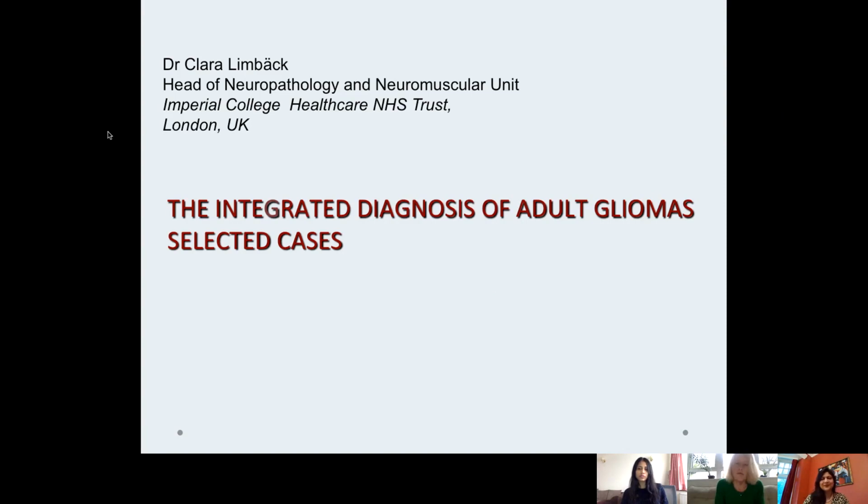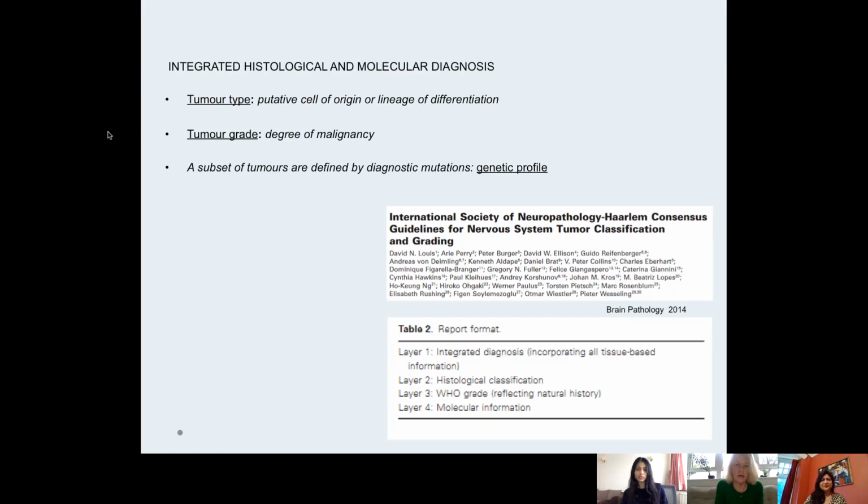Good afternoon to everyone. My topic for this afternoon will be the integrated diagnosis of adult gliomas, and the presentation will be mainly case-based. I will, however, start with basic concepts in the diagnosis of gliomas.